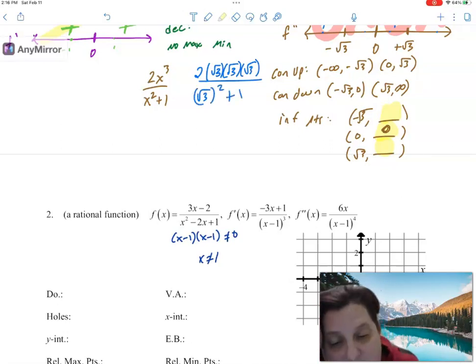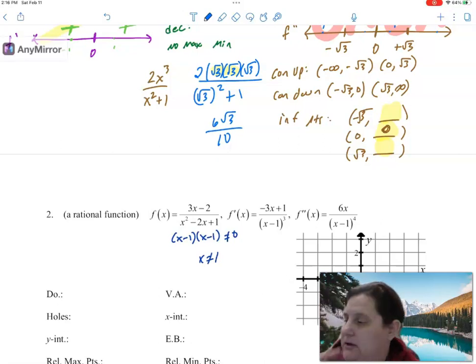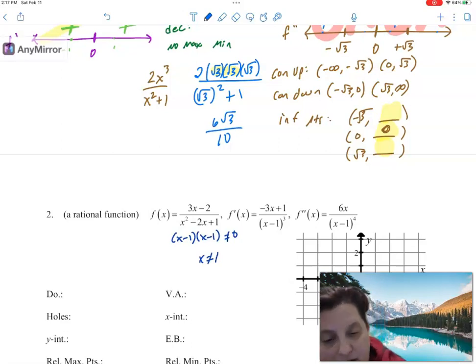I'm writing it like this because, well, you'll see. Okay, because if it's root 3 to the third, square root 3 times square root 3 is 3, 3 times 2 is 6, so it's 6 root 3 over, the square root of 3 squared is 9 plus 1 is 10. So it's 6 root 3 over 10, that is ugly. So I think I'm going to just get a decimal value with my calculator. So that's going to be, let's see here, 6 root 3 over 10. I'm going to get 1.039.